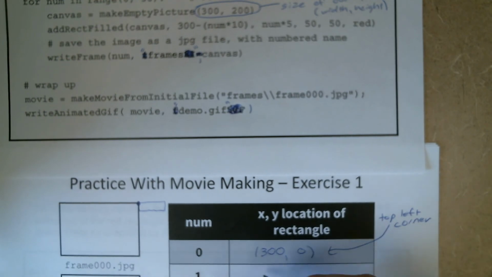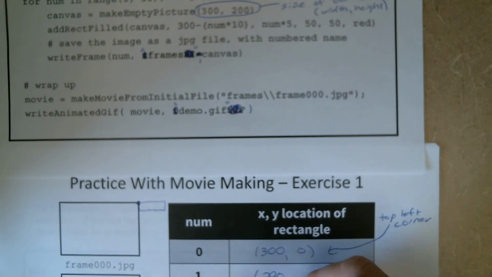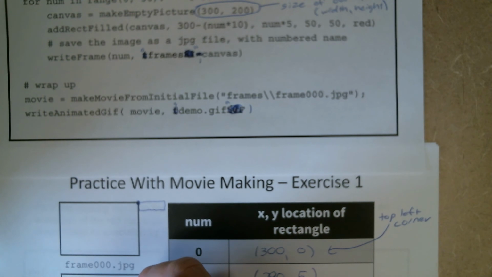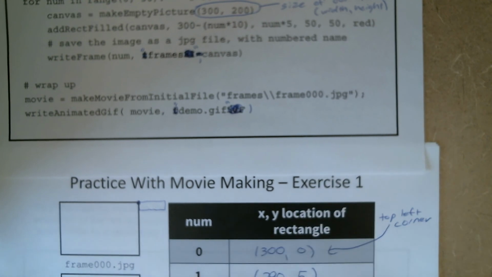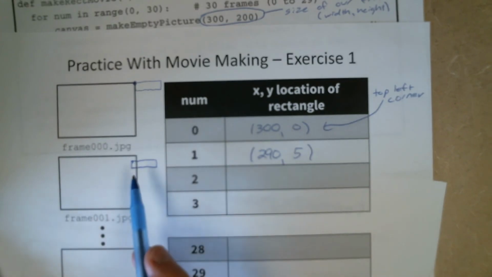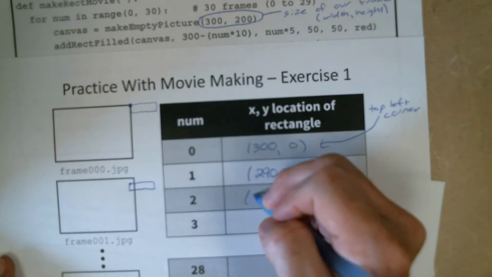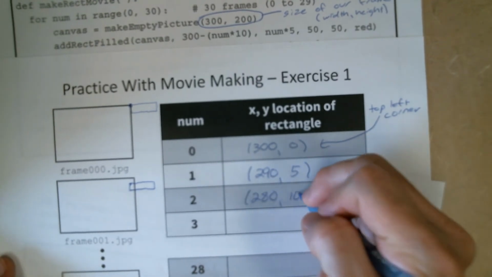All right, then num is going to go to 1. So 300 minus 1 times 10 is going to give us 290. And then 5 times num is just going to give us 5. So now we're drawing the rectangle a little bit down and a little bit over. So we're going to start to see part of the rectangle because now that part is being drawn on the screen. All right, and then it just keeps going from there. So 2 is going to be 300 minus 2 times 10, or 280, and then just 2 times 5, which is 10.